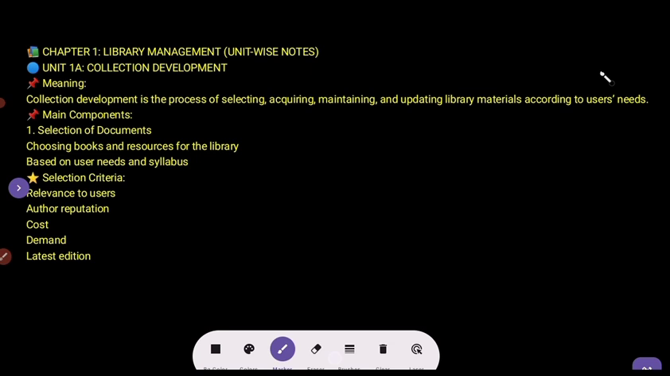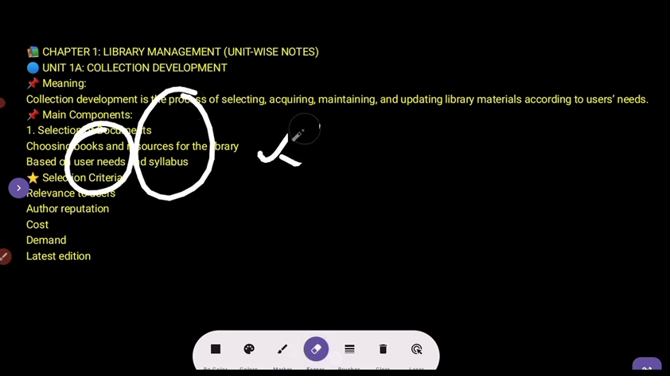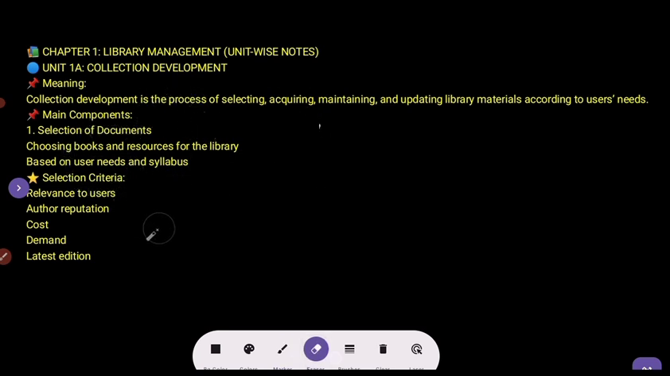Now another thing that we have to look at is your main components. Another very important thing is the main component. The selection of documents is one of the components. In particular, it is choosing books and resources for the library, and of course that should be based on the user's need and whatever syllabus is prescribed for the user. Your collection should be in that way.